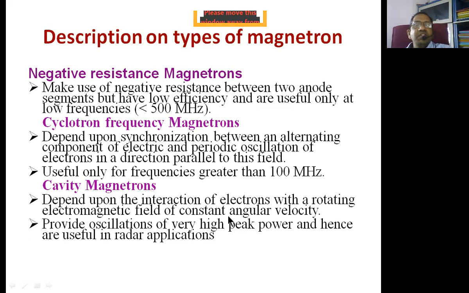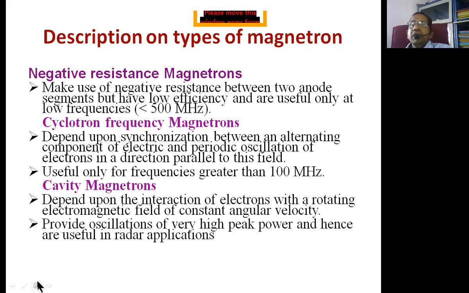So what is the basic principle of operation of a magnetron? Magnetrons come under M-type tubes. What are M-type tubes? They come under the crossed field tubes, whereas klystron oscillators come under the linear beam tubes. Therefore, the principle of operation of cavity magnetrons depends upon the interaction of electrons with a rotating electromagnetic field of constant angular velocity.